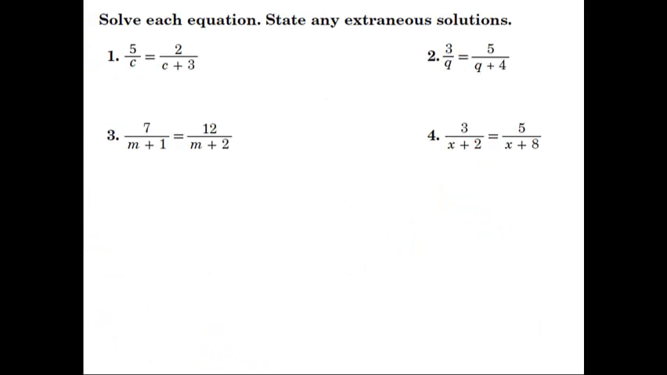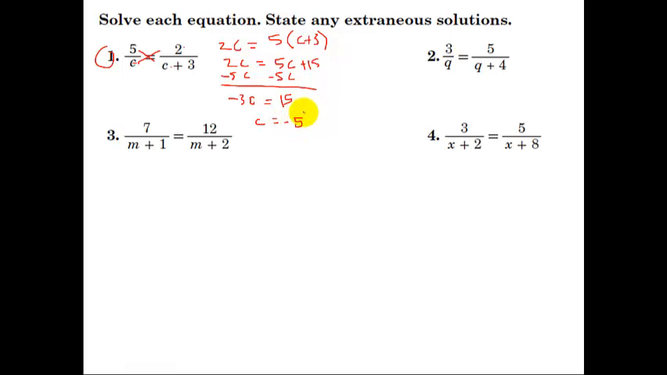Okay, for our examples, we're going to solve each equation and then state any extraneous solutions. So here we've got a simple proportion. We're going to solve this by cross multiplying. 2 times c is 2c. 5 times c plus 3. I'm going to show my work. Okay, distribute. 2c equals 5c plus 15. Maybe I'll go minus 5c, minus 5c, negative 3c on the left side equals 15. Divide both sides by negative 3, and you get c equals negative 5.